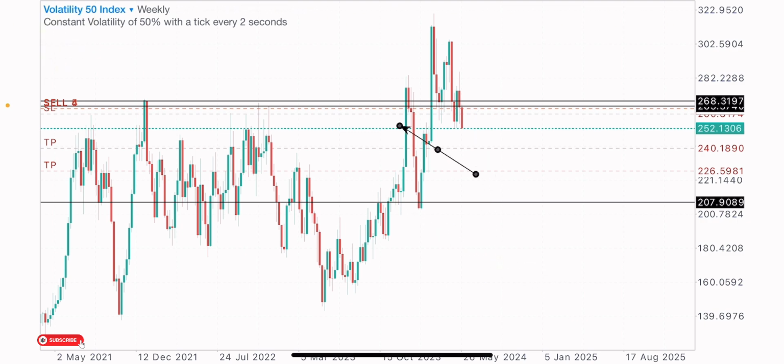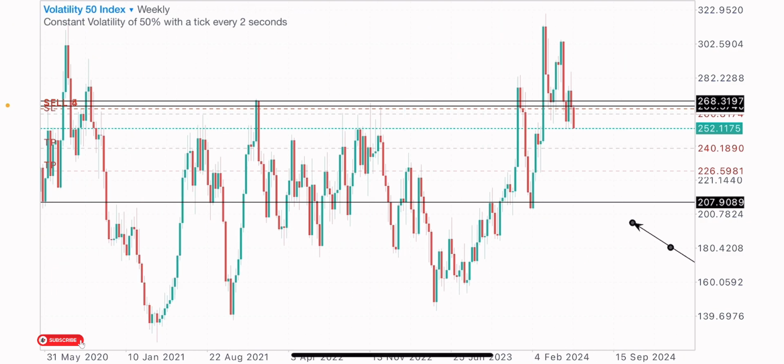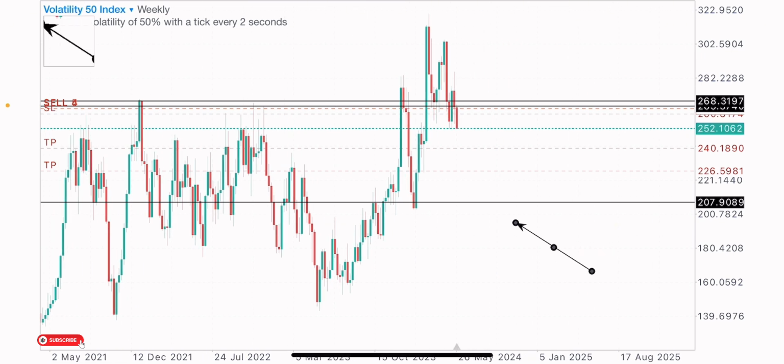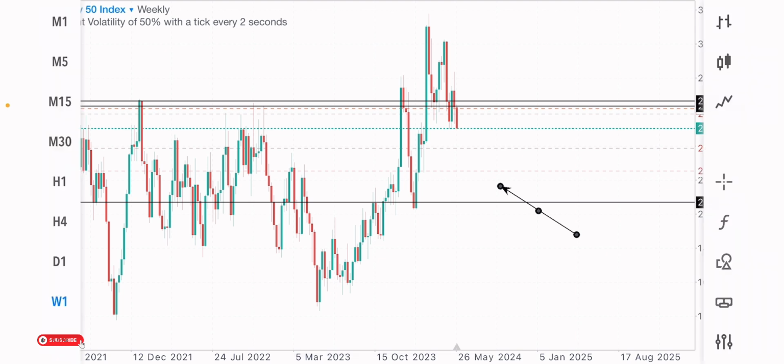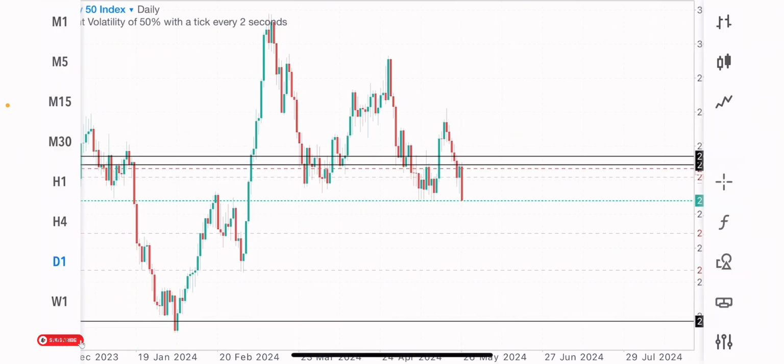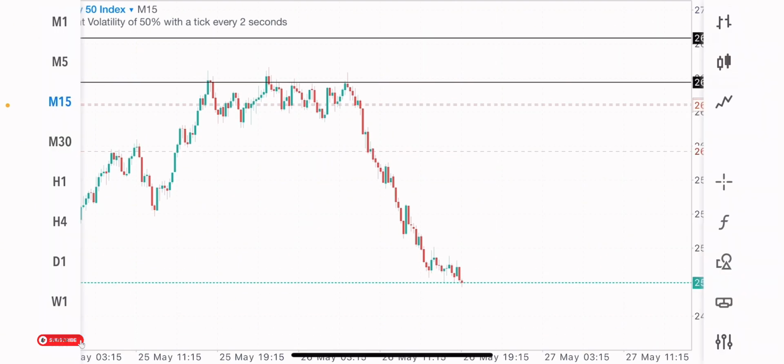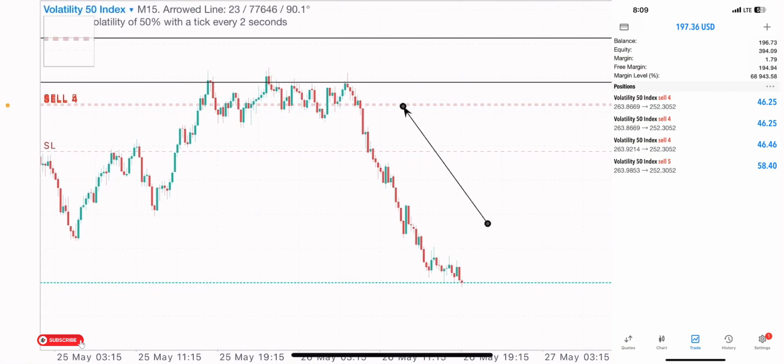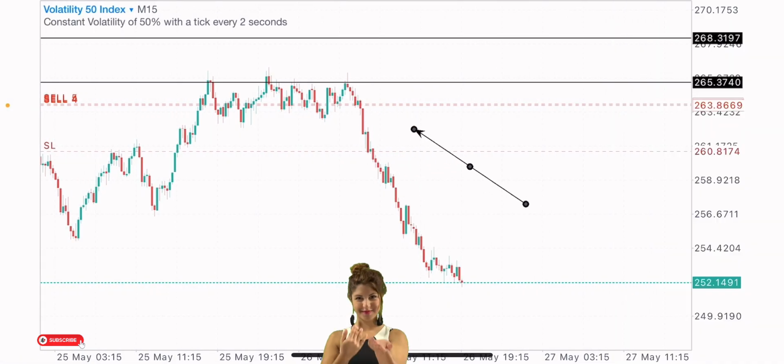So how did I know this index is going to sell from this zone? Through market analysis, basically. In today's video, I'll be sharing with you guys my view on this index, what I think of the Volatility 50 index, where I'm expecting more sells, and how I was able to get my entries at this zone. So do stay to the end of the video to get every detail on this trade breakdown and market analysis.